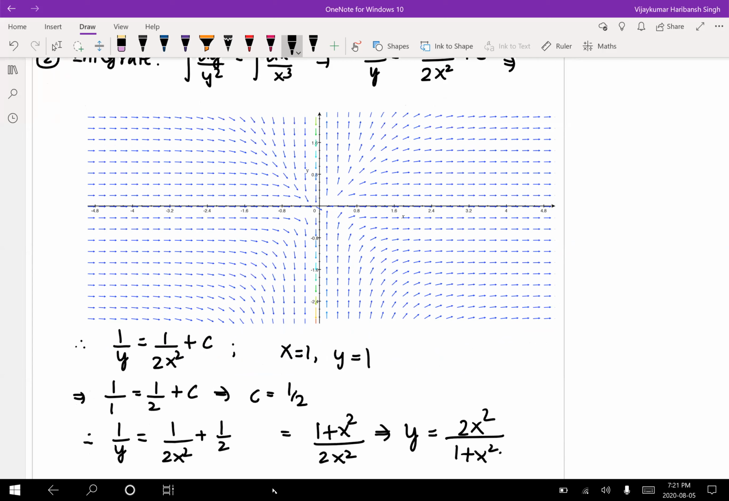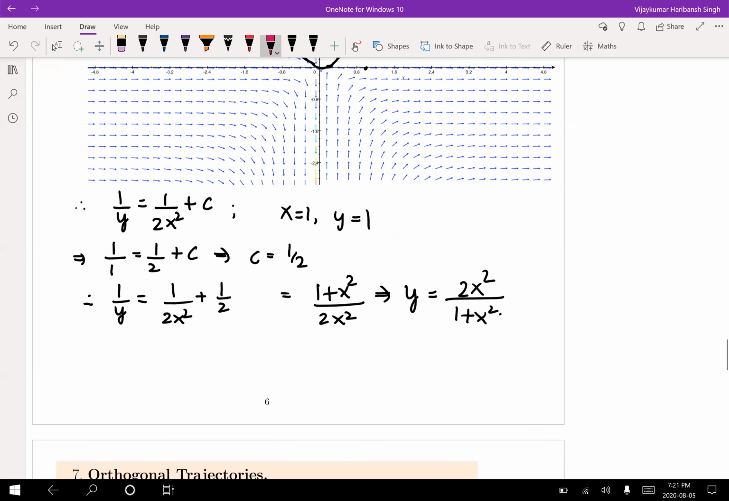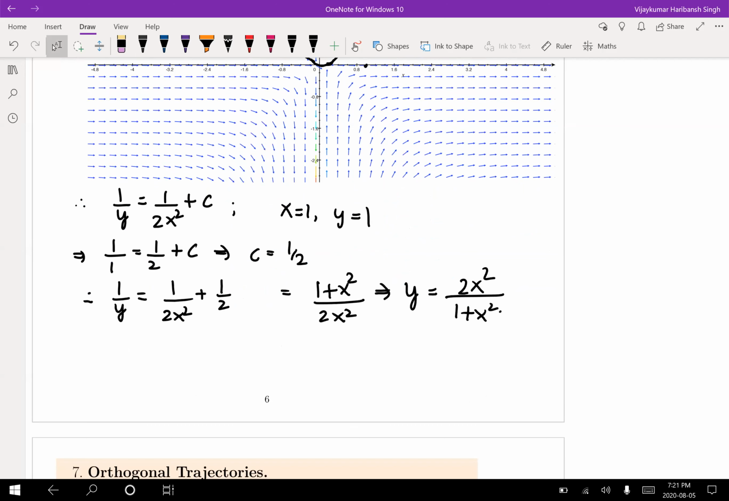If you look at this solution, this is one of the solutions. So y of 1 equals 1. So y of 1 is here somewhere. y of 1 is equal to 1. So we have to trace this curve. So the point (1, 1) lies on this curve. So this is a solution. Note that there are other solutions as well. They depend on the initial condition.